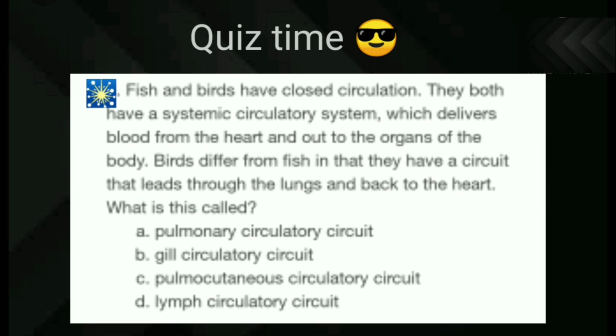There's another interesting question. Fishes and birds have closed circulation. They both have a systemic circulatory system, that is reaching out to the tissues and cells, which delivers blood from the heart to the organs of the body. Birds differ from fish in that they have a circuit that leads to the lungs and back to the heart. What is this circuit called? It's very easy. The options are pulmonary circulatory circuit, gill circulatory circuit, pulmocutaneous circulatory circuit, or the limb circulatory circuit.